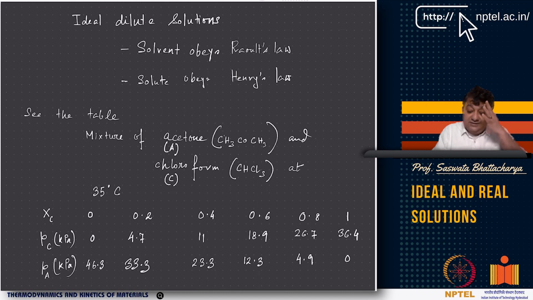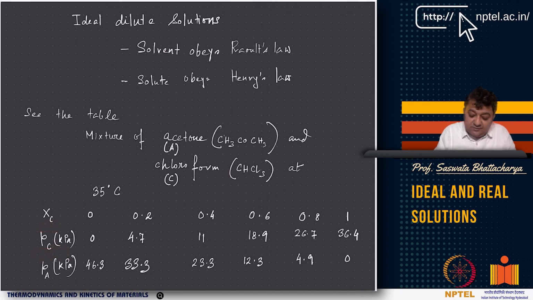Now look at this mixture of acetone and chloroform. Chloroform is denoted by C and acetone is denoted by A. This is a solution at 35 degrees Celsius. Now there is a PC, which is the partial pressure of component C as a function of composition.